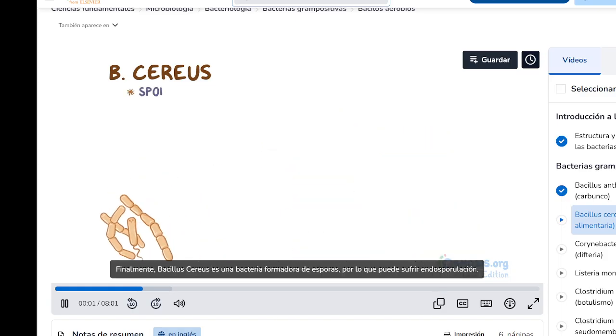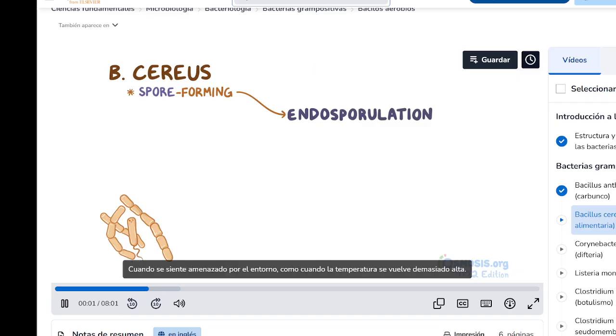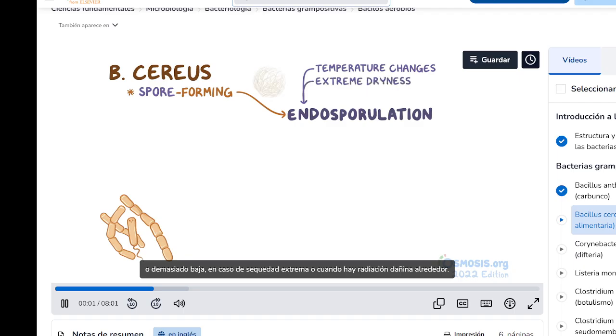Finally, Bacillus cereus is a spore-forming bacteria, so it can undergo endosporulation when it feels threatened by the environment, like when the temperature becomes too high or too low, in the case of extreme dryness, or when there's harmful radiation around.